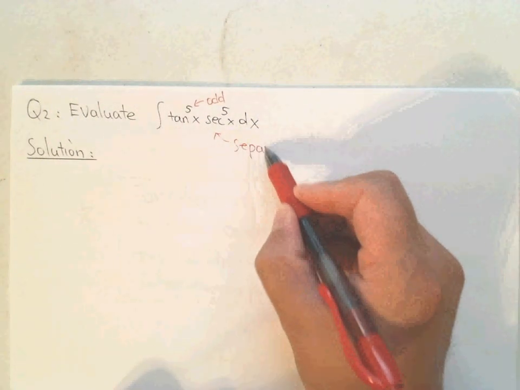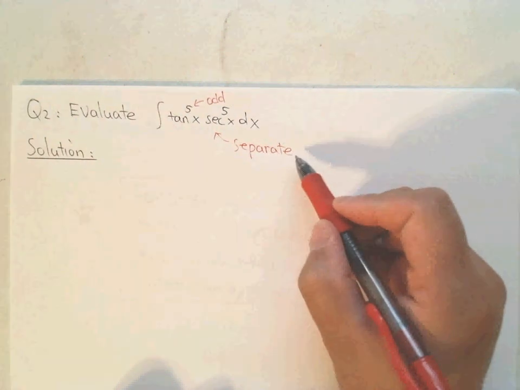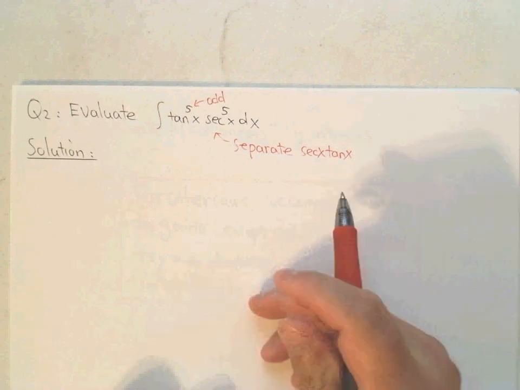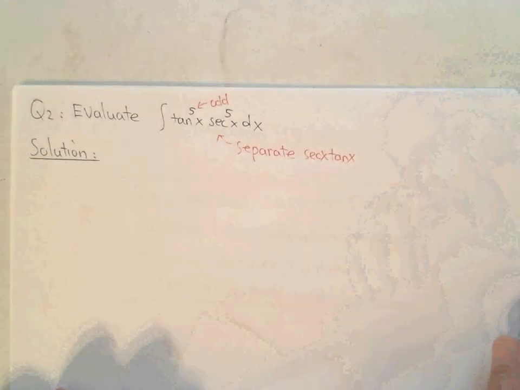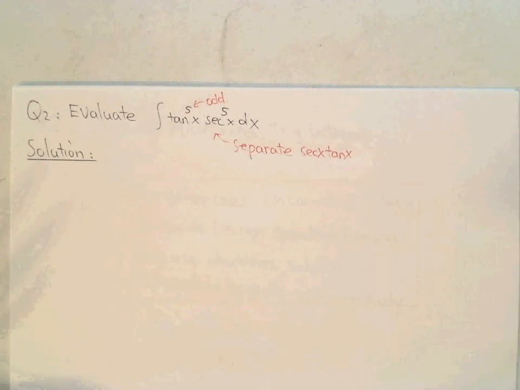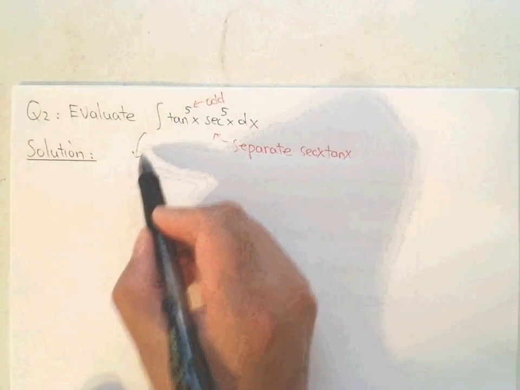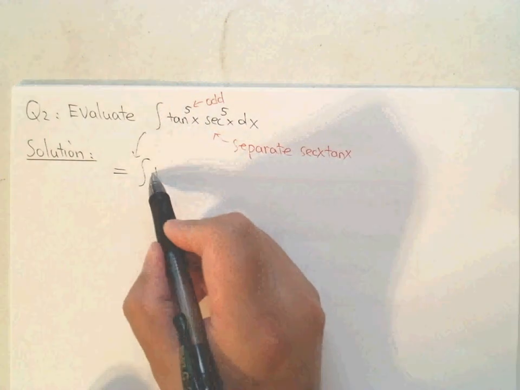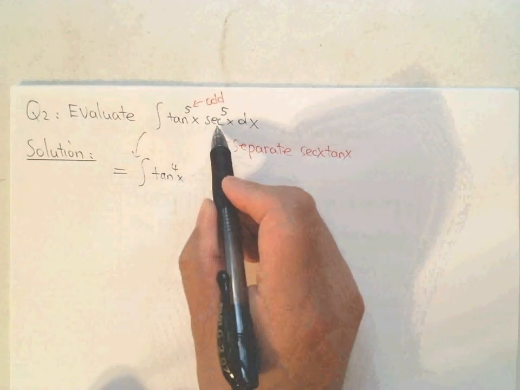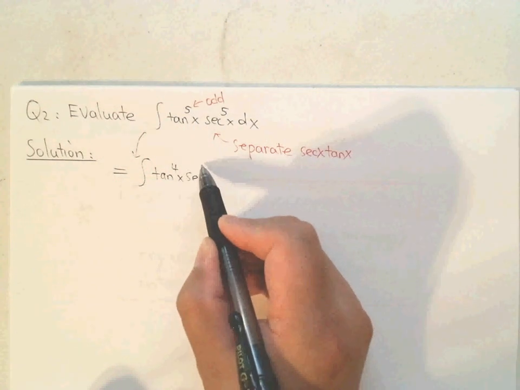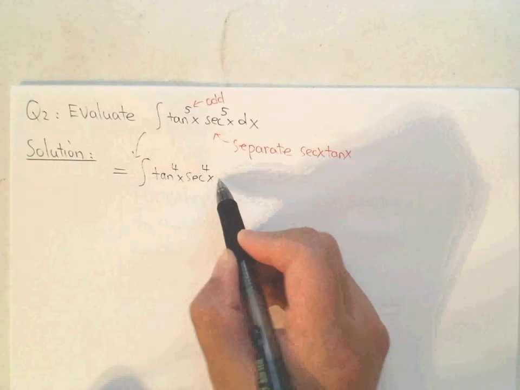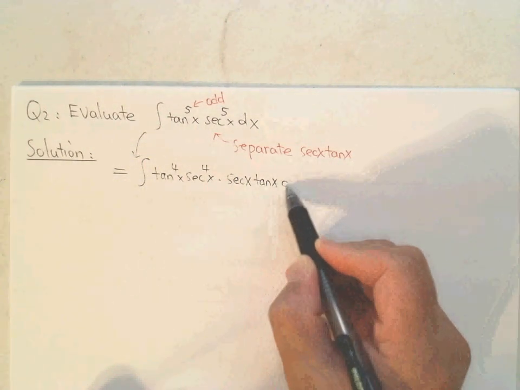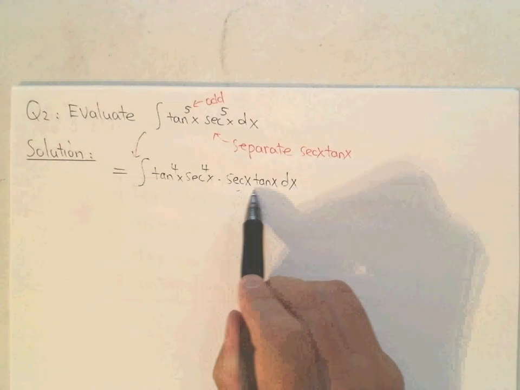Now separate secant x times tangent x. All the purpose is to make the substitution ready. Now I put that in here. What do we get? This makes one out, so we have a tangent to the 4th left. This takes one out, so we have a secant to the 4th also left. Then times secant x times tangent x and times dx.